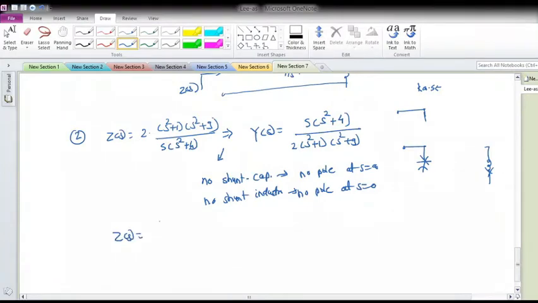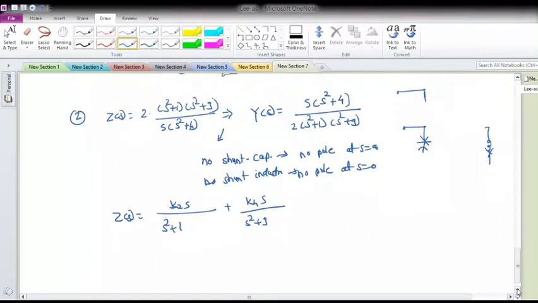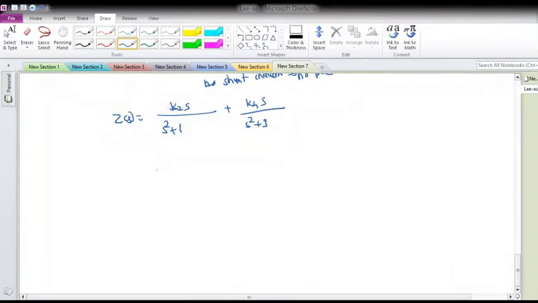So Z of s will simply be K2 of s, because here the order of the numerator is less than the order of the denominator, so simply you can do the partial fraction. So K2 s over s square plus 1, this is one thing, plus K4 s upon s square plus 9, this is the second pole. And from each of them we will get a series LC network.